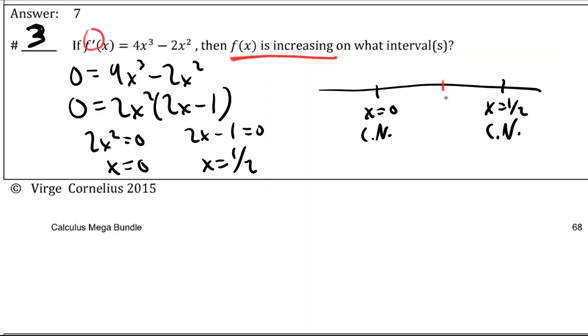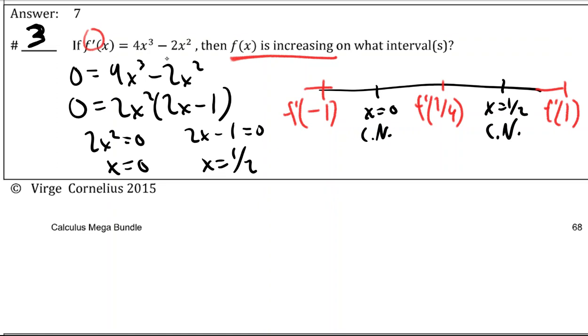So we need to try something in between these, like maybe a fourth, to the right of this like 1, and maybe to the left of this like -1. But I want to plug those into the first derivative. First derivative is positive, it's increasing. First derivative is negative, it's decreasing.